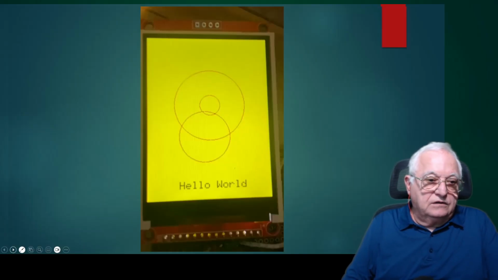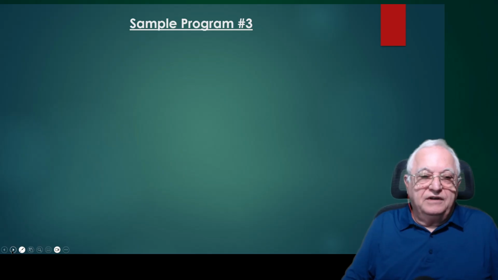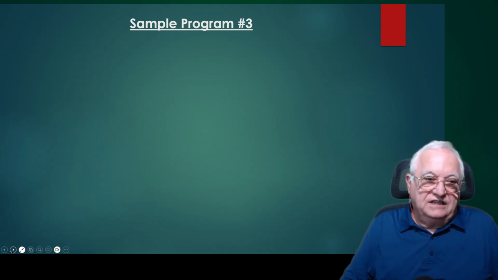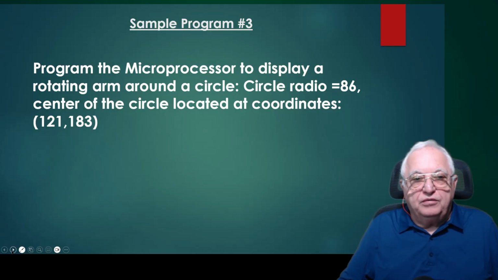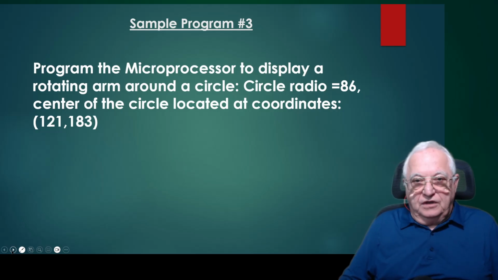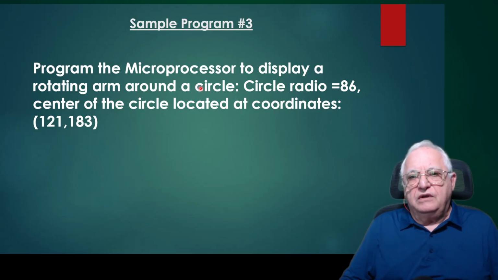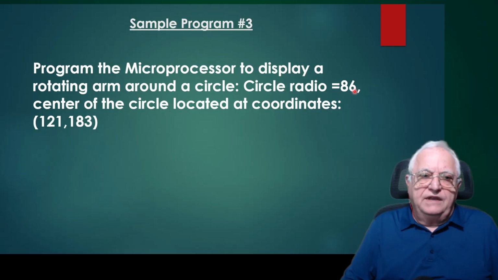Okay, so let's go through the final example. And I know this is starting to be a fairly long presentation, but this is the last one. So we're going to write the program for the microprocessor to display a rotating arm around a circle. So we have a circle, and we're going to have a rotating arm, like it was a chronometer. So the circle is going to have a radius of 86, and the center coordinates are going to be 121, 183.